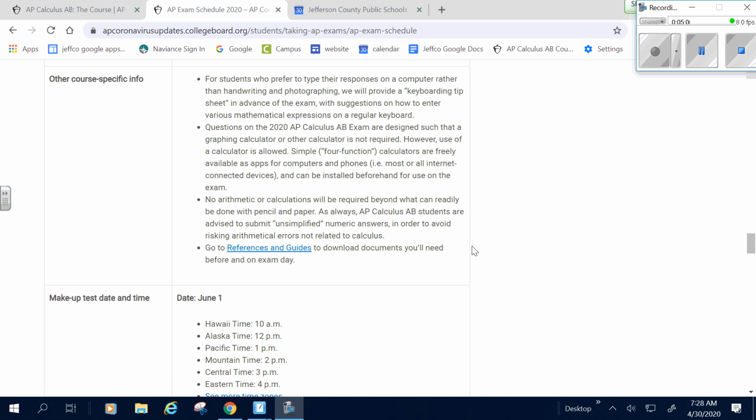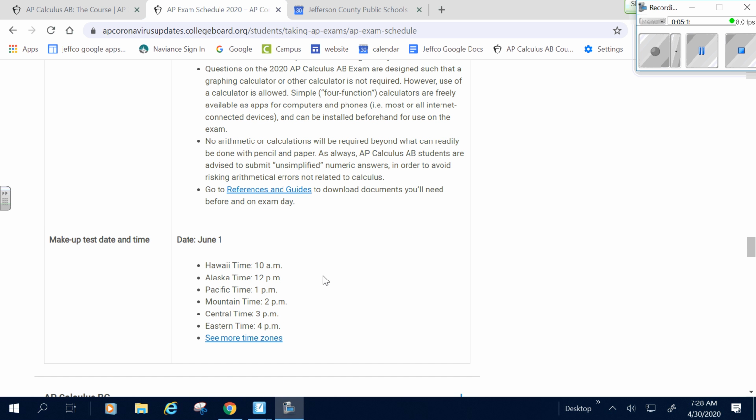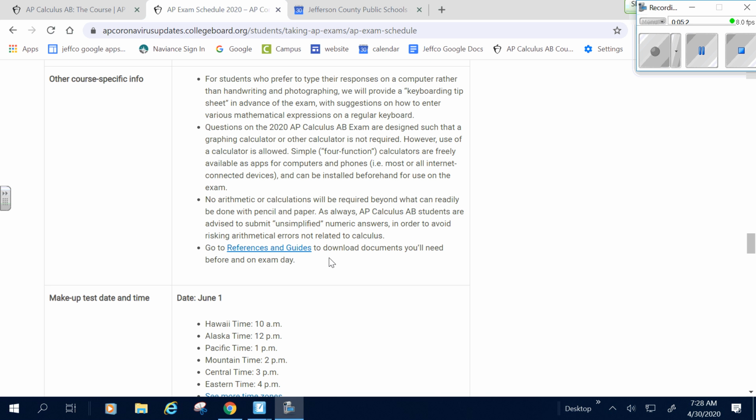Remember that for numerical answers, you don't have to simplify, so you could leave an answer as 3 times 5 over 2. I think that's atrocious personally, but that's acceptable. You may not leave trig unsimplified, so you couldn't leave an answer with sine pi over 6 in it. You're expected to simplify trig answers. You should consider going to the references and guides to download documents you'll need before the exam day. I haven't actually looked at that.